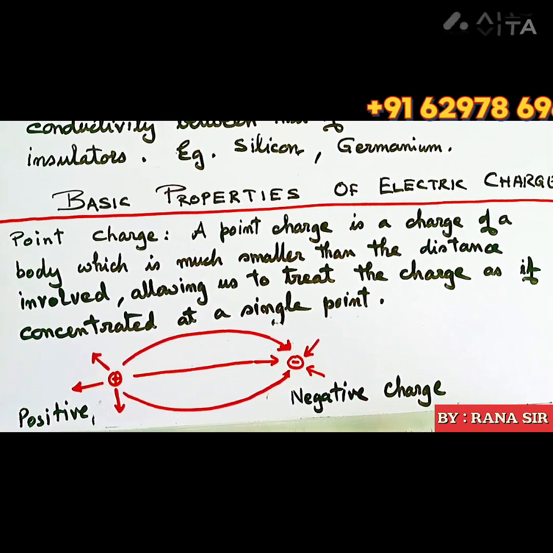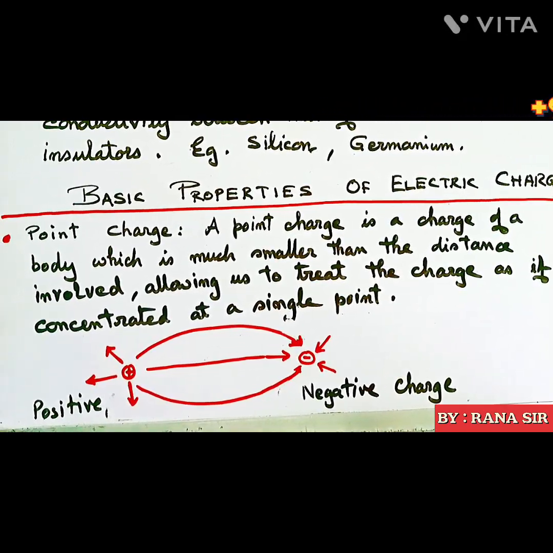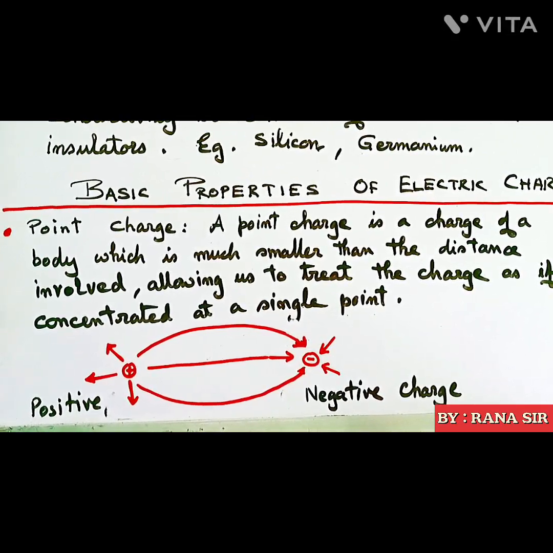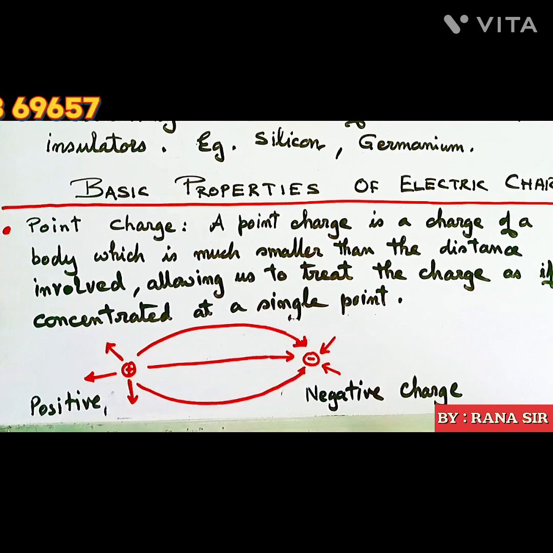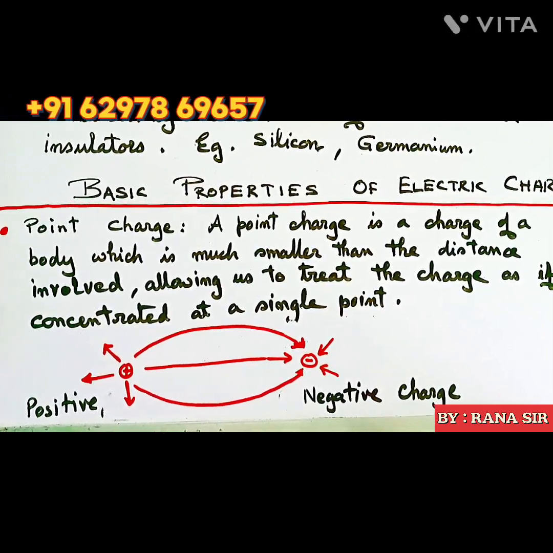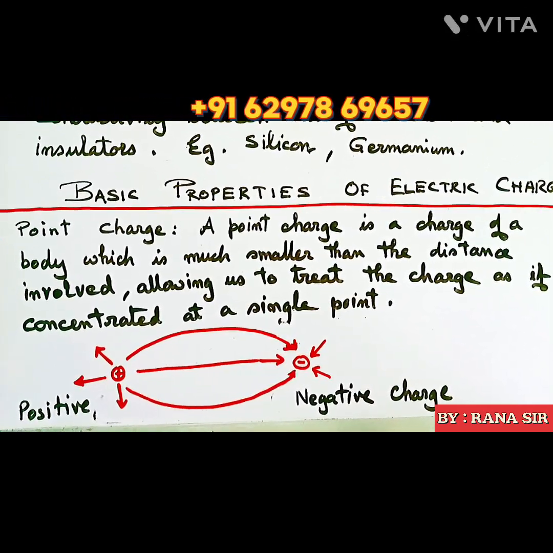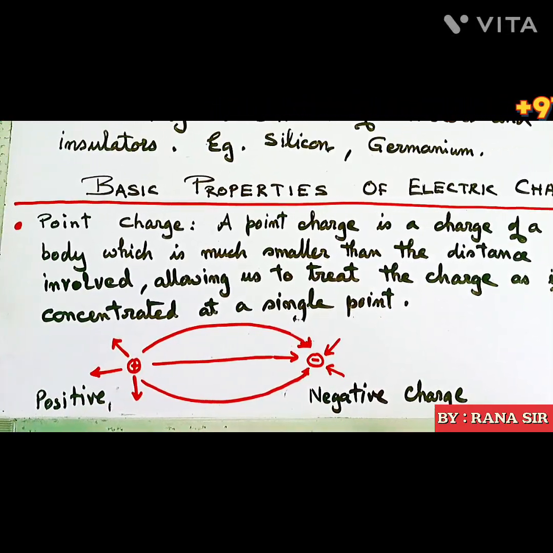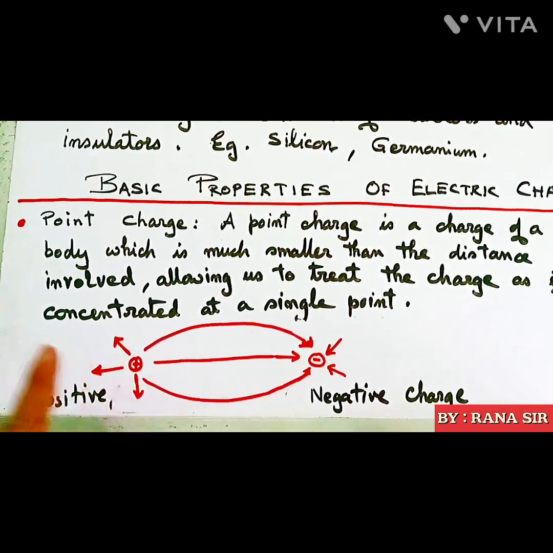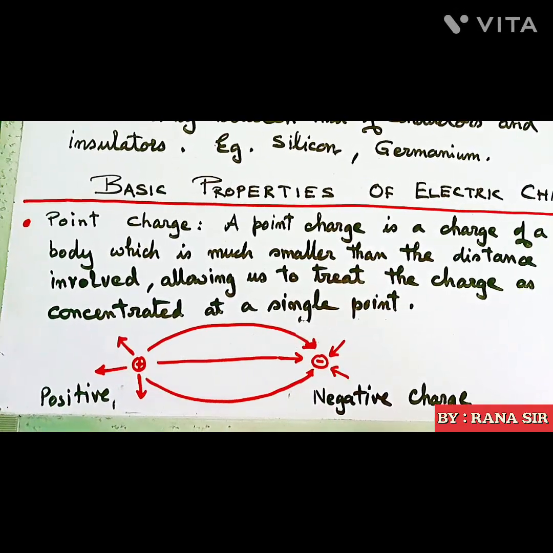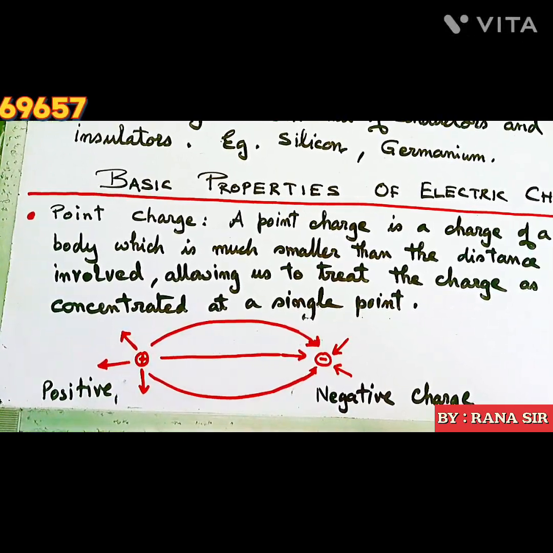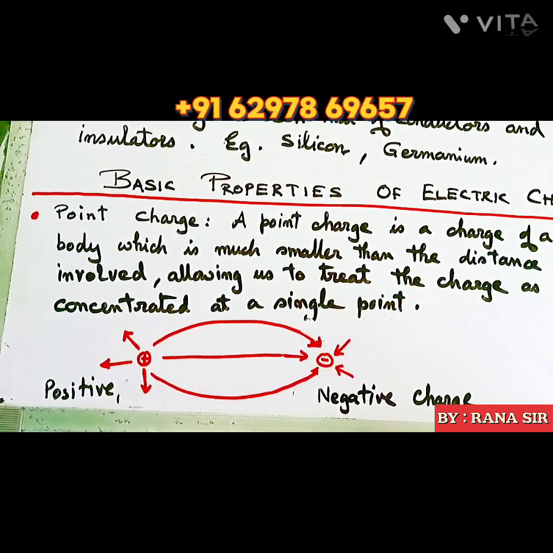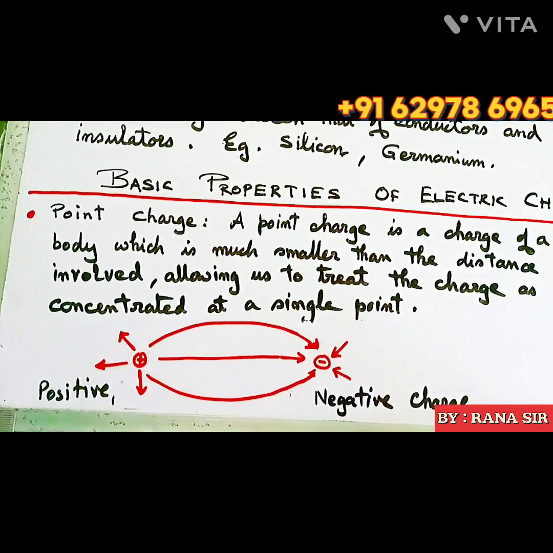So, basic properties of electrical charge. First, let us understand what a point charge is. A point charge is a charge of a body which is much smaller than the distances involved, allowing us to treat the charge as if concentrated at a single point. So there are two point charges, negative charge and positive charge. There is a flow of charge, there is outflow and there is inflow. The distance between these bodies is very large, hence the charge is called a point charge because the size of the charge is very small.